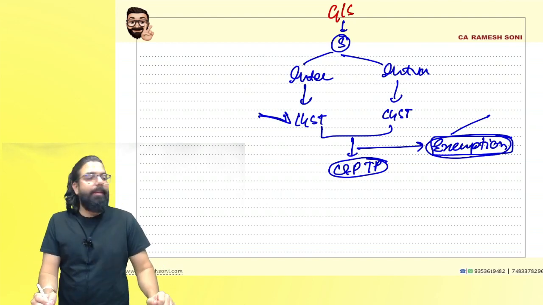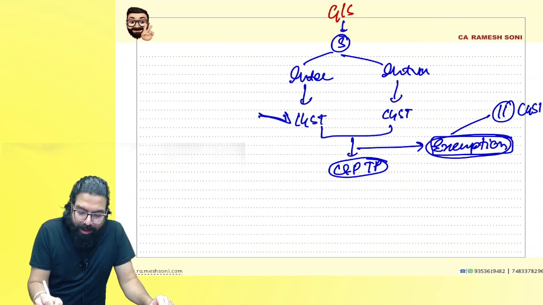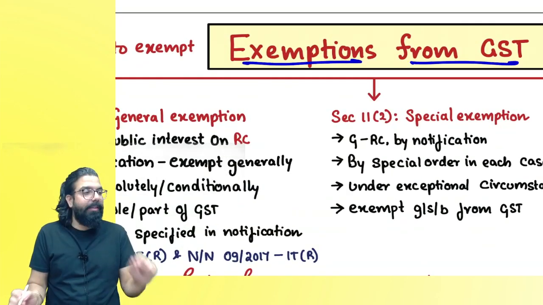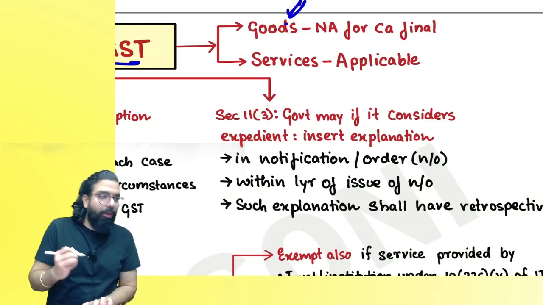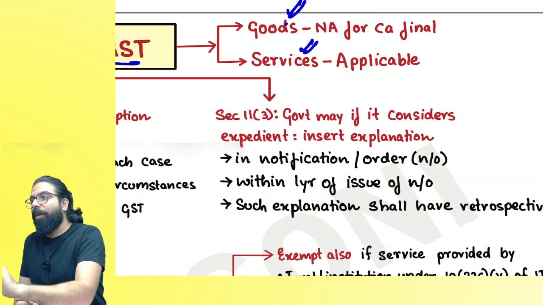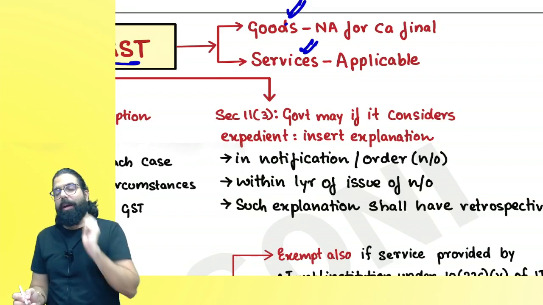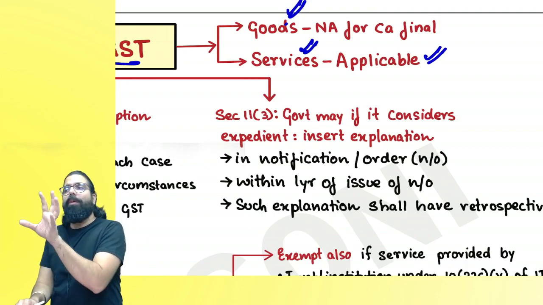To grant exemption, the power with the government is given by Section 11 of the CGST Act. Please come to your exemptions, everyone. Now, exemption from GST is generally given in public interest. Exemption can be given for goods also, and for services also. Exemptions for goods are not applicable for your CNT exam. They are not going to ask you which goods are exempted. But there are approximately 90 services which you have to remember.